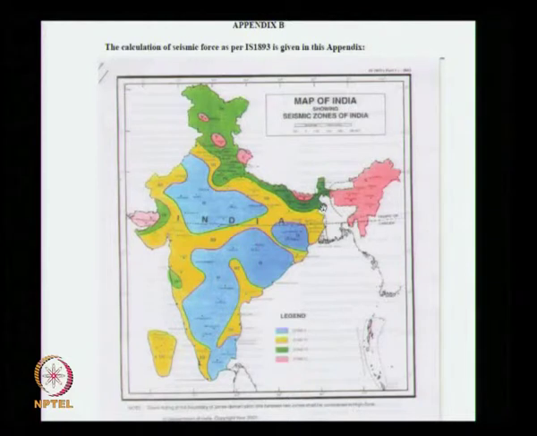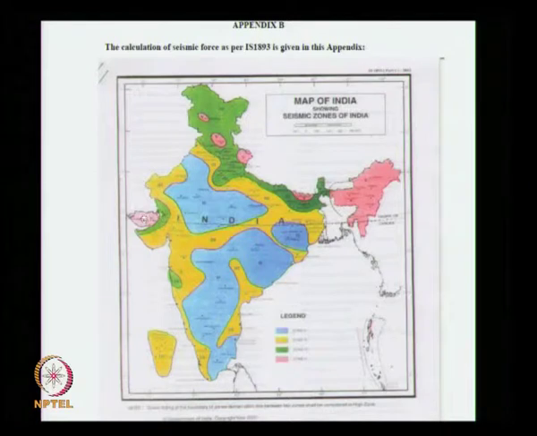Then green color is zone 4. These are all Himalayan regions only, so it is susceptible to a lot of seismic activity. Then we have the yellow colors. Mostly yellow color is in the coastal region, and there is a connection between these two. So yellow color is zone 3. Lakshadweep Island is in zone 3, not in zone 5. So this seismic force controls the design of the structure if it is in zone 5 or zone 4.